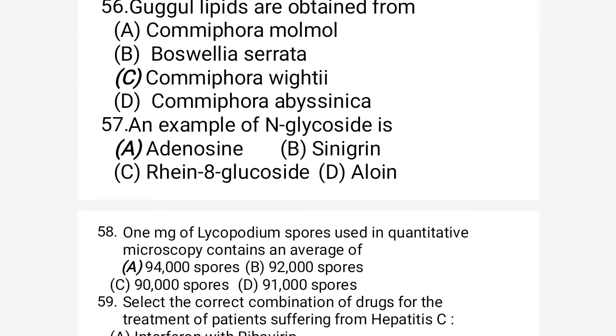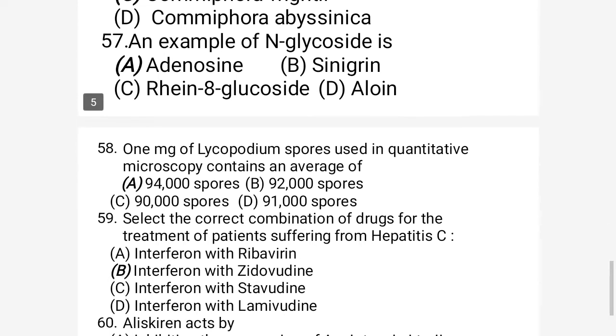Next question 57, an example of N-glycosides. These are very simple questions. Option A is adenosine, option B is sinigrin, option C is rhein glycosides, option D is aloin. Sinigrin is an S-glycoside, sulfur is used in the glycoside linkage. In rhein glycoside, carbon is used, a C-glycoside. Aloin is also a C-glycoside, carbon is used in the glycoside linkage. But in adenosine, nitrogen forms the glycoside linkage with the sugar moiety. So the correct option will be adenosine.